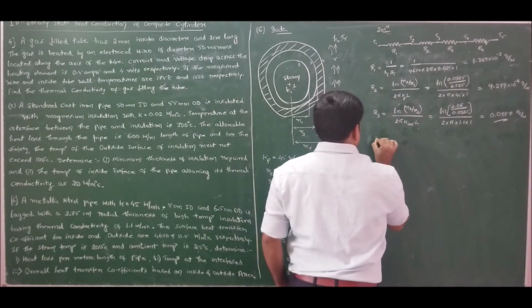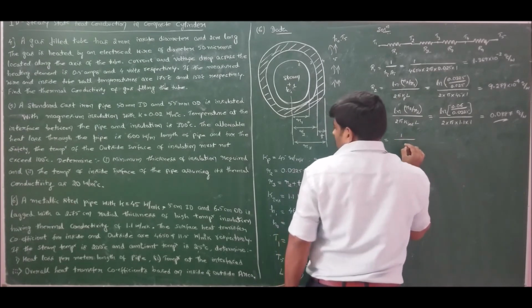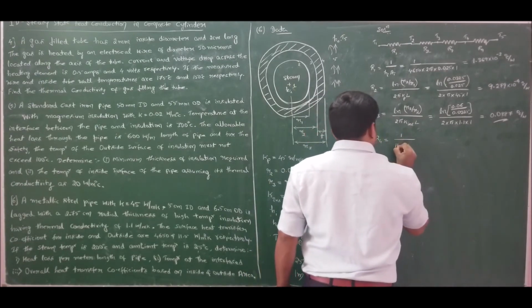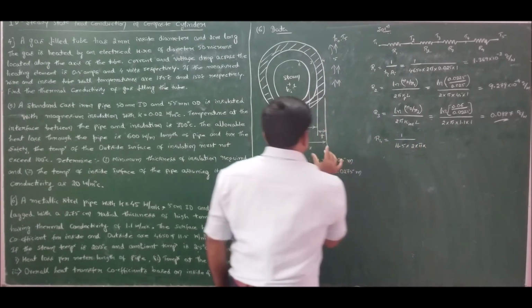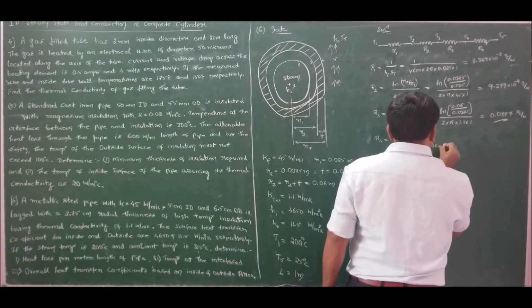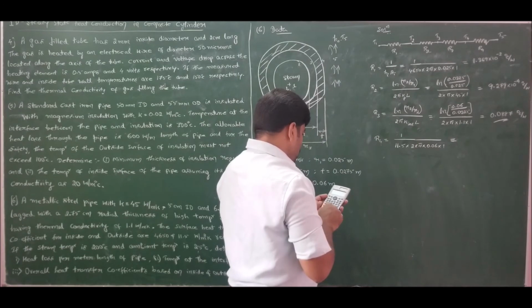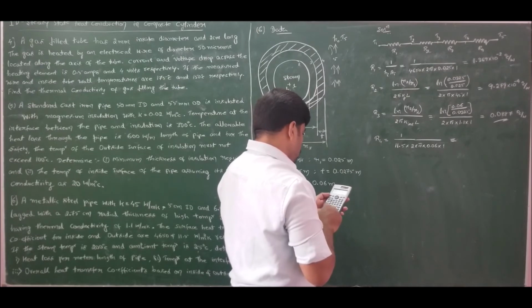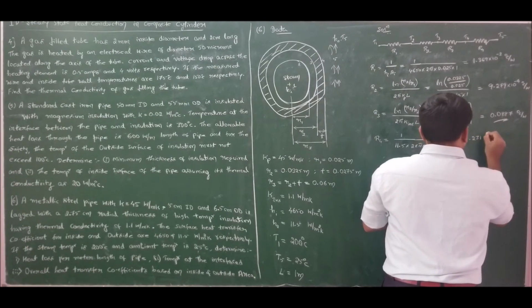Now moving for R4. R4 is because of convection with atmosphere. So H naught is 11.5 into area, which is 2 pi R3 L. R3 is 0.06, L is 1 meter. So therefore resistance R4 is 1 by 11.5 into 2 into pi into 0.06 into 1 meter length, that is 0.231 degrees Celsius per watt.